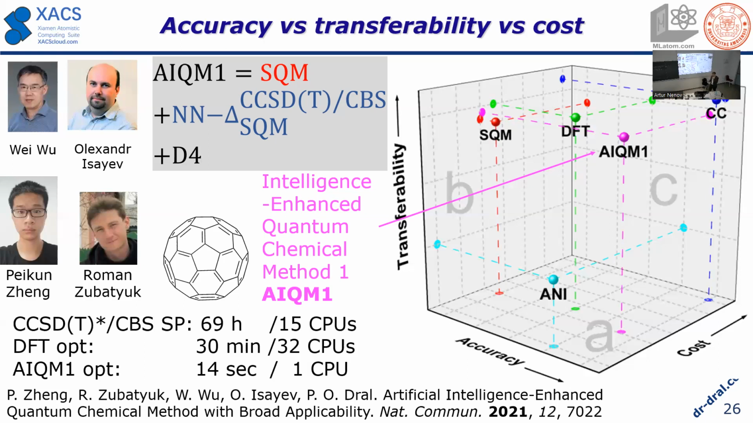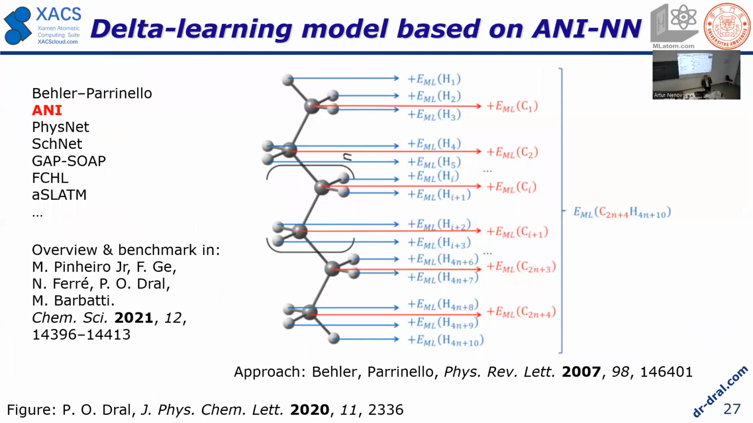It is also much more general than machine learning methods, because it can be applied to any purpose. This is still a semi-empirical quantum mechanical method, so it can be used for other purposes like excited state simulations that I will show you later.